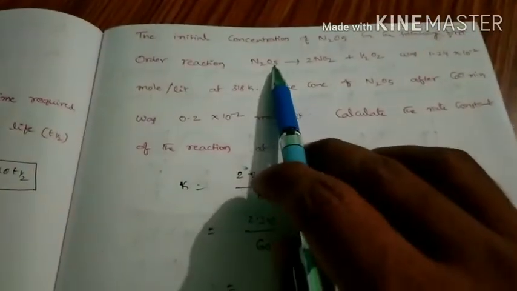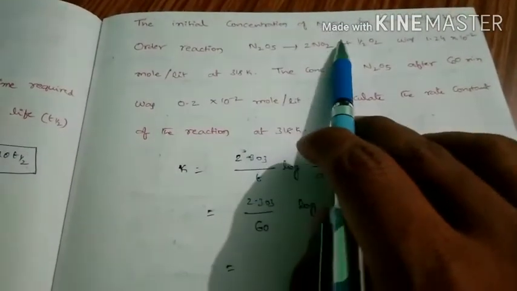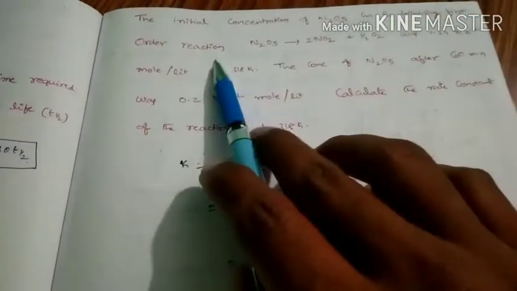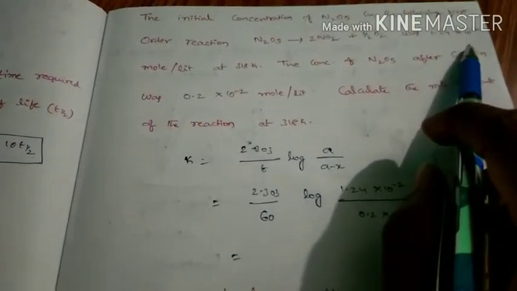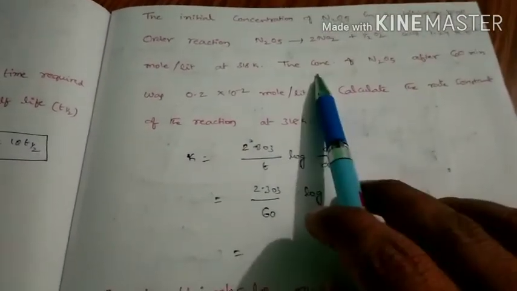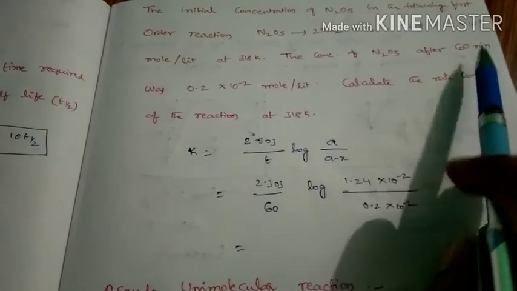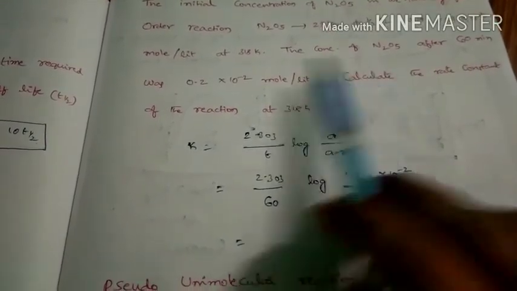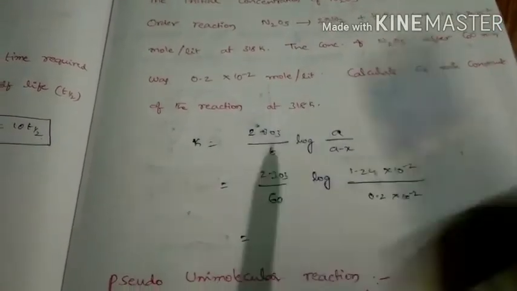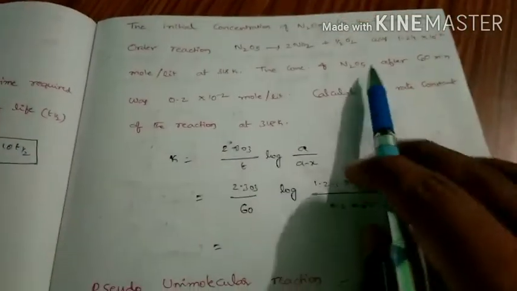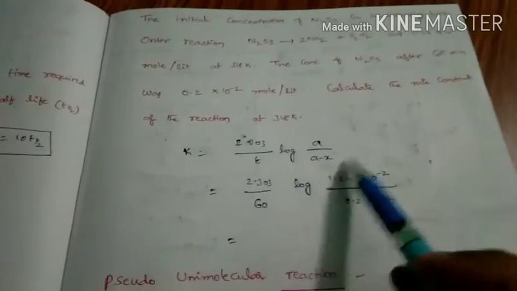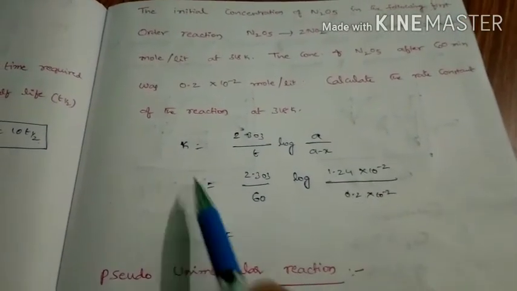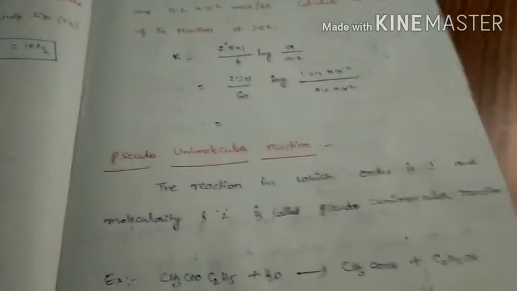Next, one more problem is given, that is the initial concentration of N2O5 in the following first order reaction. Initial concentration is given. The concentration of N2O5 after 16 minutes is also given. Calculate rate constant. This is a first order reaction. Initial concentration is given, time is given, and final concentration is also given. If you substitute all the values, then we get the K value directly.